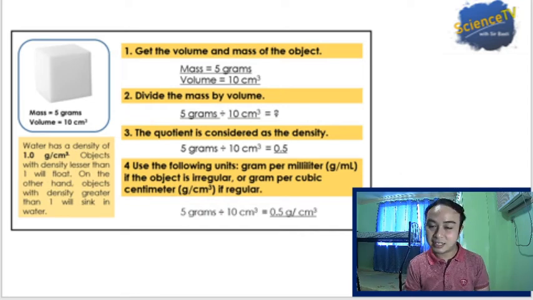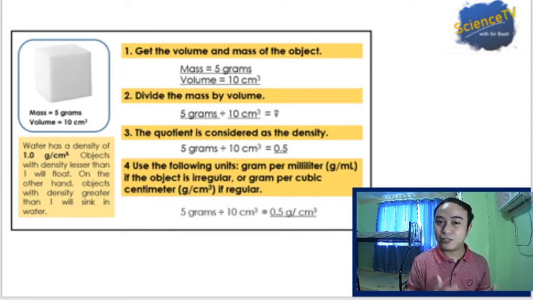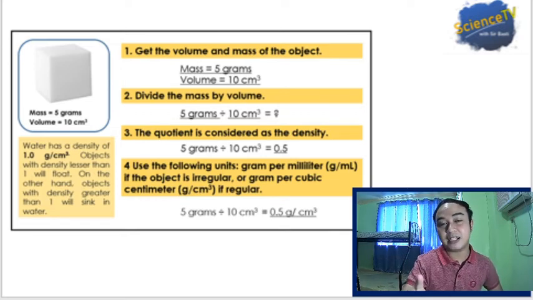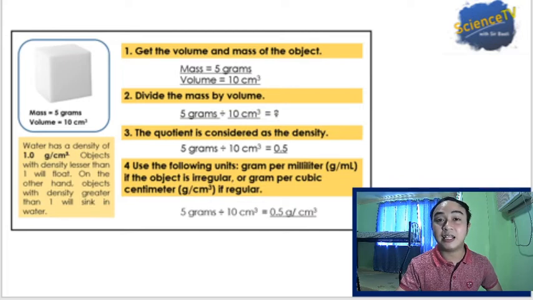Now let us use the given right now. So I have here styrofoam. I have here mass 5 grams, then volume is 10 centimeter cube. That is the first step. Know the mass and the volume. Then divide the mass by volume. So we have here mass divided by volume. 5 grams divided by 10 centimeter cube is equal to, okay, that's the second step.